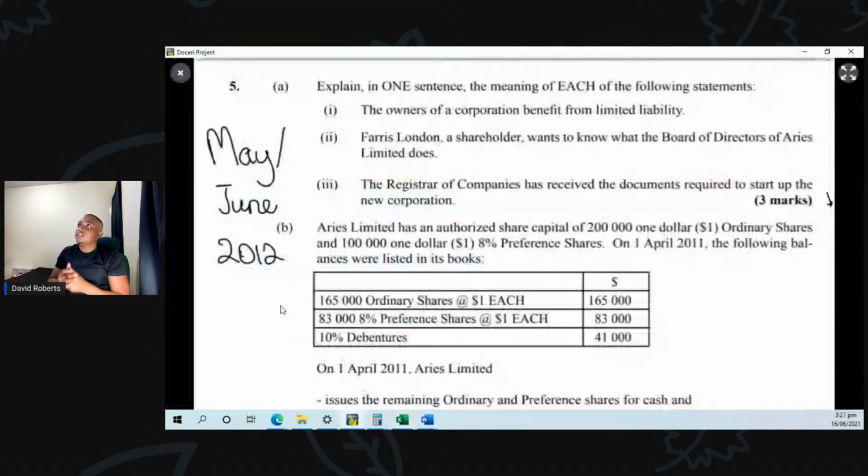And it says here, the registrar of companies has received the documents required to start up the new corporation. What are these documents? There are 2 main documents that are needed by the registrar of companies for the startup of a new corporation. And what are these 2?